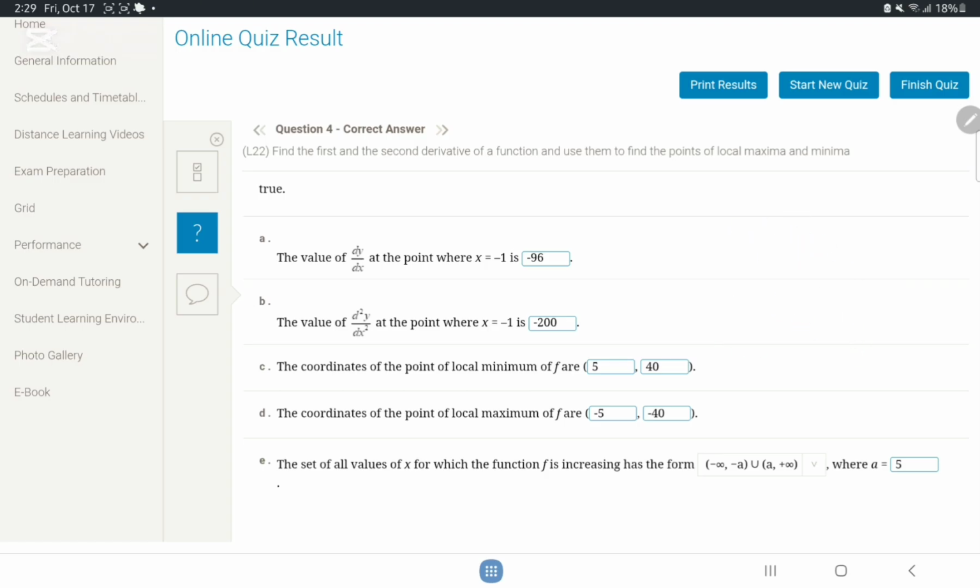Now, to know which one is local maximum, which one is local minimum, what we do is we can either do test points or we can do same opposite same. Same opposite same is way easier, way faster. So same opposite same.